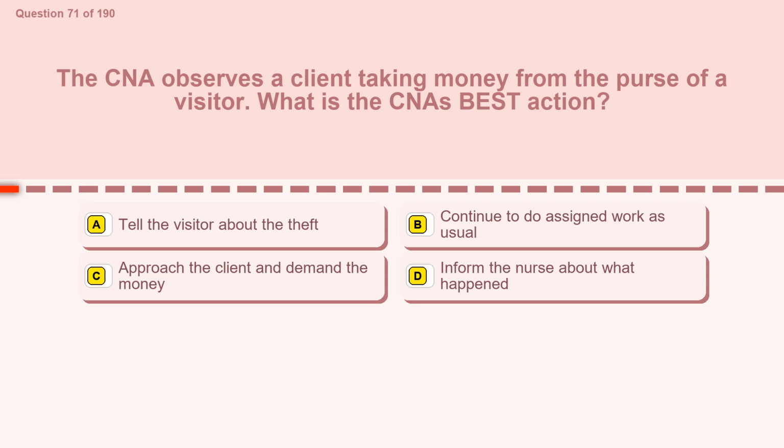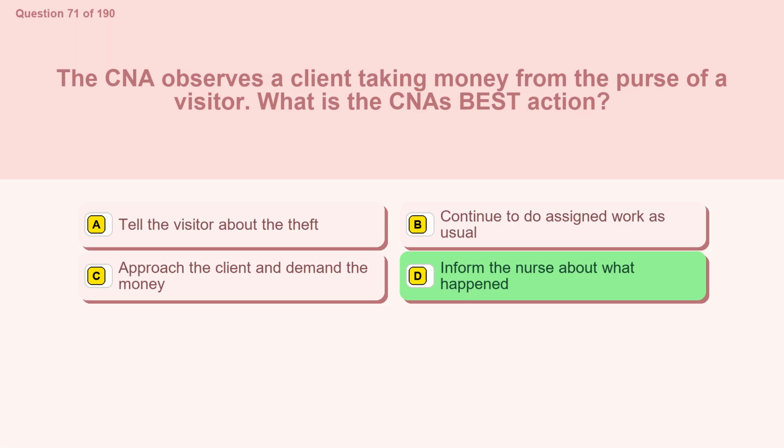Question 71. The CNA observes a client taking money from the purse of a visitor. What is the CNA's best action? Option A. Tell the visitor about the theft. Option B. Continue to do assigned work as usual. Option C. Approach the client and demand the money. Option D. Inform the nurse about what happened.